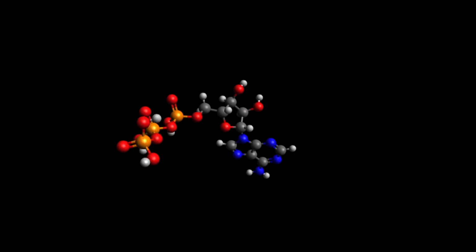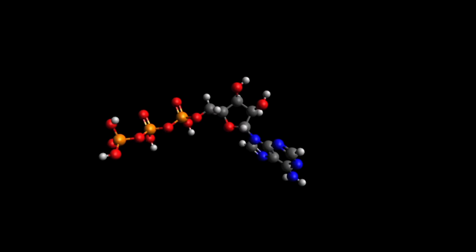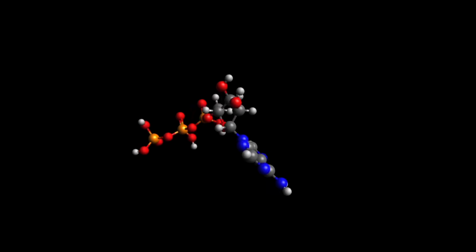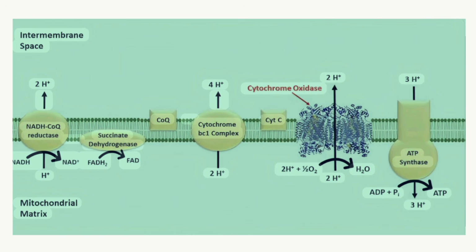Inside the mitochondria is a system called the electron transport chain. Electrons are passed along this chain through a series of protein complexes. At the very end of this chain sits a critical enzyme called cytochrome C oxidase, also known as complex 4. This enzyme performs the final step of cellular respiration. It transfers electrons to oxygen and reduces the oxygen to water. This final step allows the entire system to keep flowing and ultimately drive the production of ATP.